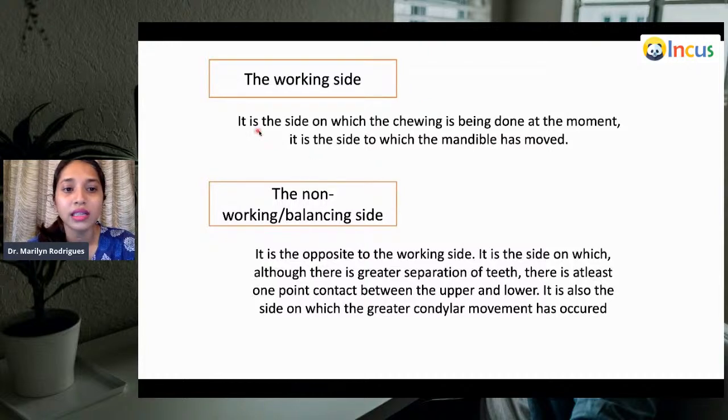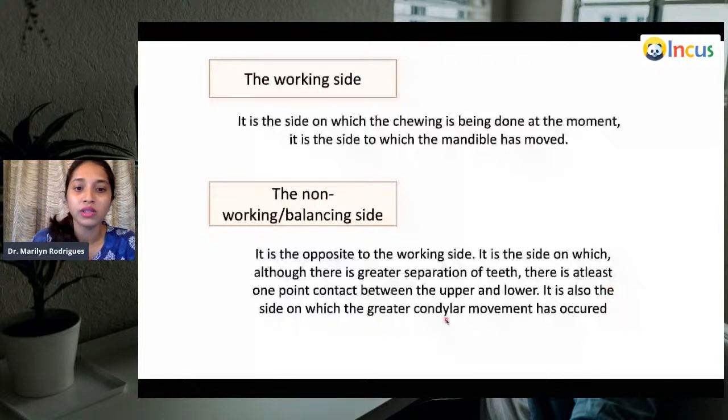The working side is the side on which the chewing is being done at the moment. It is the side to which the mandible has moved. As I said, if it is moving to the right-hand side, the right side will be the working side. And the non-working or balancing side is the opposite side to the working side. It is the side on which, although there is a greater separation of teeth, there is at least one point of contact between the upper and lower. It is also the side on which the greater condylar movement has occurred.